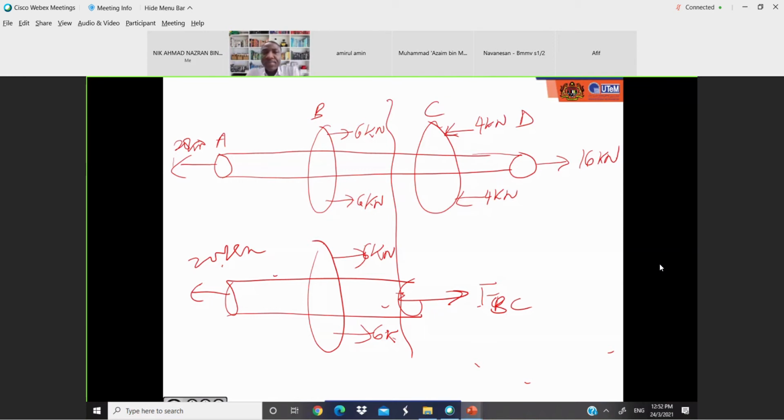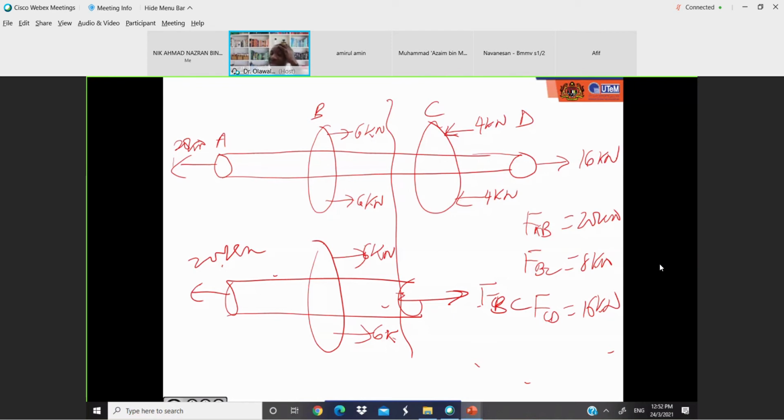Okay, so now FAB, 20 KN, FBC, 8 KN, FCD, 6 KN. So now you cari your diameter. Berapa diameter? Diameter 12. So you cari your stress. Stress AB, stress BC, stress CD.